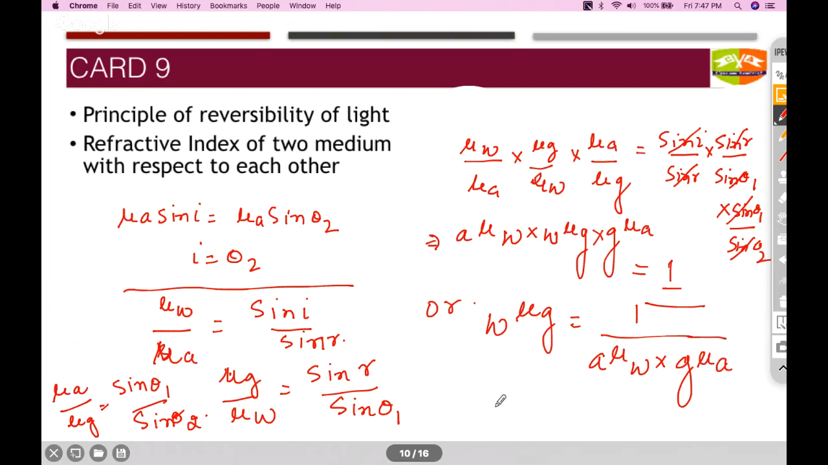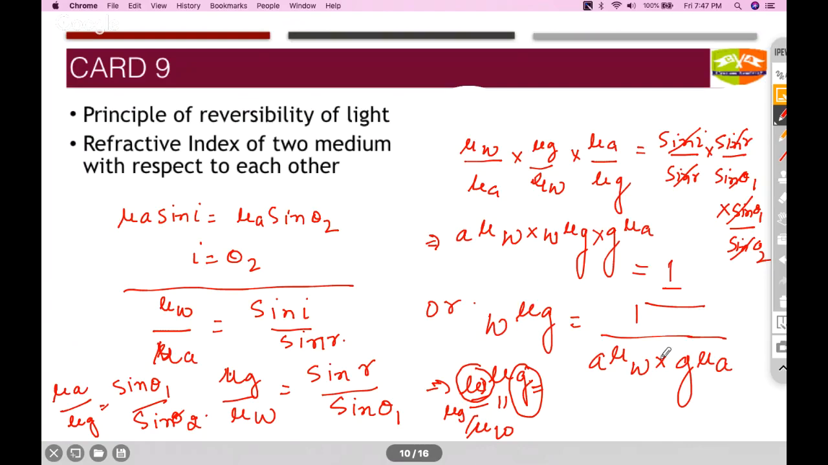So it comes out to be w mu g, and whatever I am writing on this right hand side goes in the numerator, whatever I am writing on the left hand side goes in the denominator. So mu gw is mu g by mu w, as simple as that, or the refractive index of the glass with respect to water.